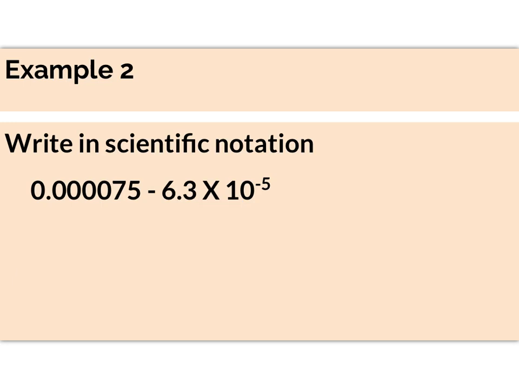So now let's show you how to do this on a calculator. So just 1, 2, 3, 4, 5. 7.5 times 10 to the negative fifth minus 6.3 times 10 to the negative fifth. This is how you type it in the calculator.